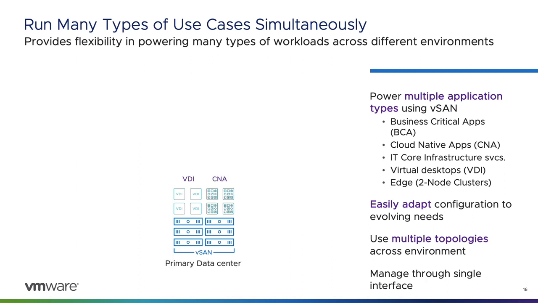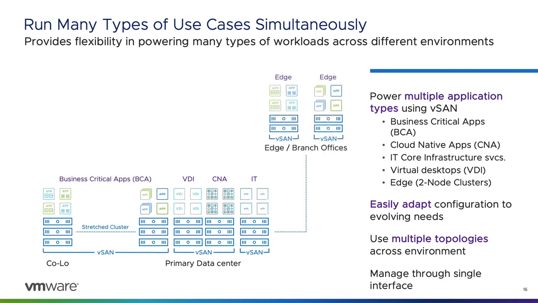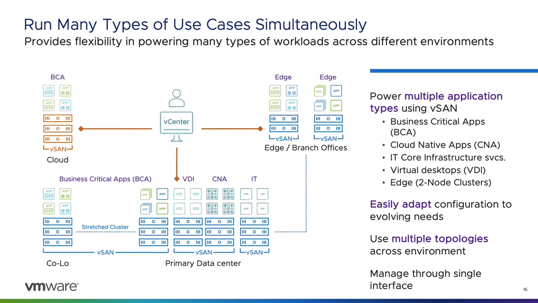vSAN supports all different types of workloads and topologies. Run business-critical applications alongside other applications, or carve out clusters focused on specific application requirements. Whether they be VDI workloads, business-critical workloads, cloud-native applications, or common IT service workloads. Not only can you easily meet the needs of the application, but the flexibility of the architecture allows you to deliver these services in many different ways.